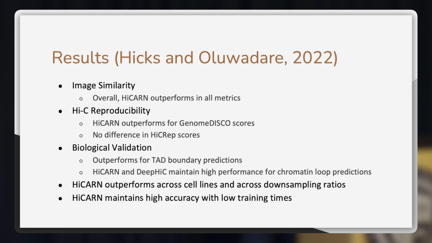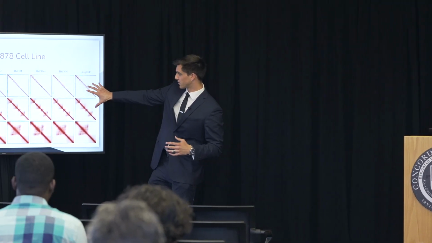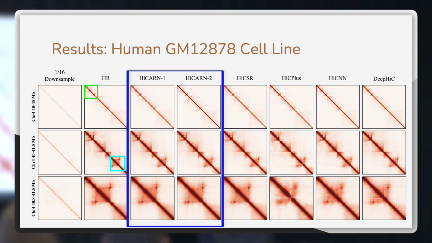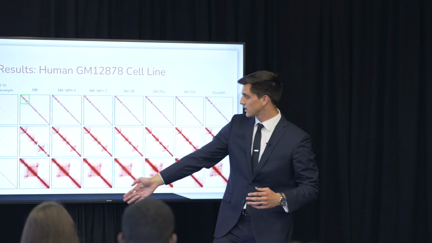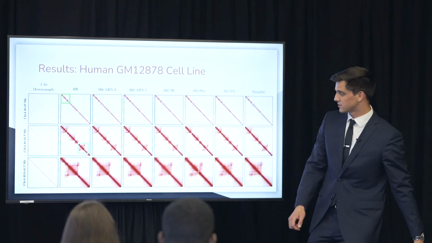And to give you a visual of what our images look like, here we have some competing models over here, but what I want you to focus on is this high resolution image. That's the target that we're going for. We have HiCARN 1 and HiCARN 2 that produce very visually similar images to the high resolution data. So this 1 out of 16 downsample is run through our model, and this is what is reproduced.